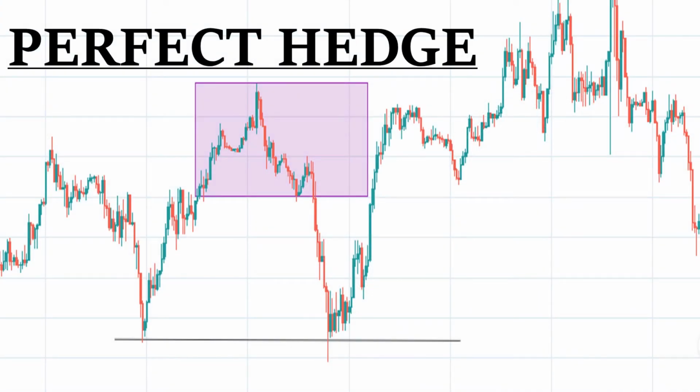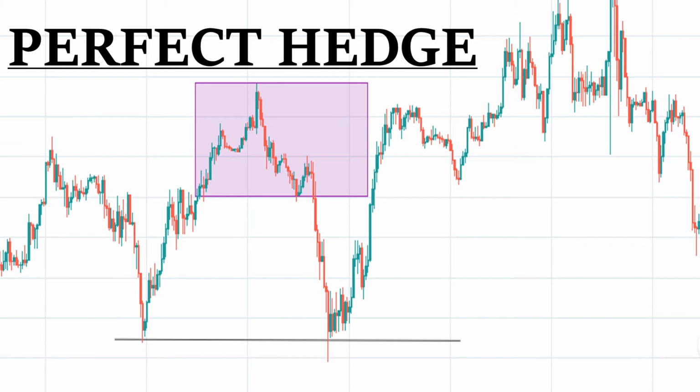The first type of hedging strategy we'll be looking at is called the perfect hedge, and this occurs when you hedge the same currency pair with the same lot size. It's important to know that you should never open two positions in the same currency pair going in the opposite direction at the same time, as this defeats the purpose of a hedge.